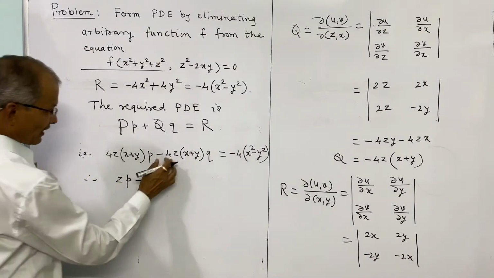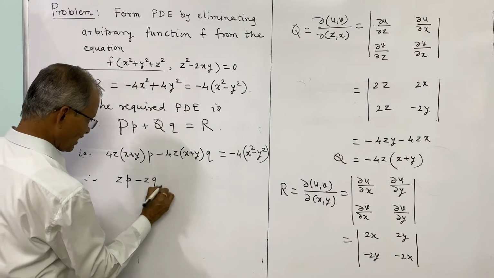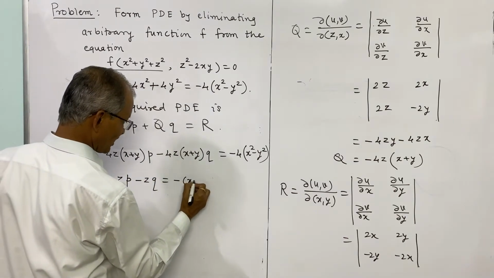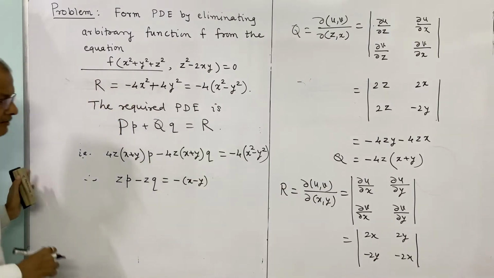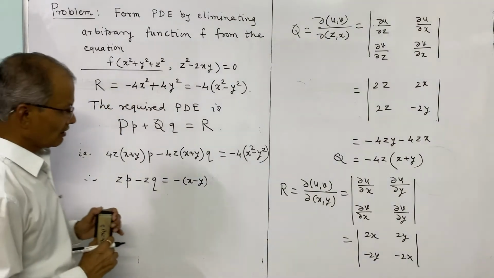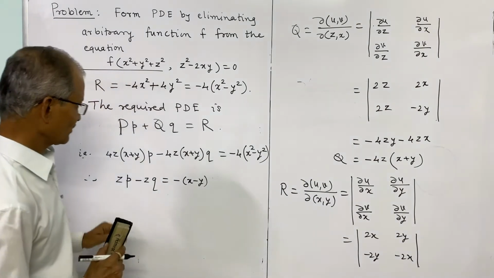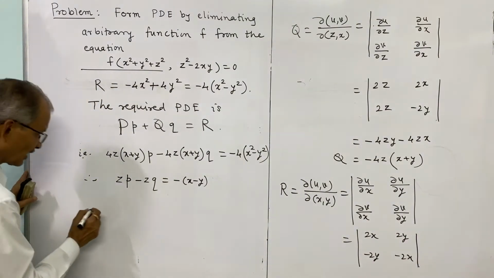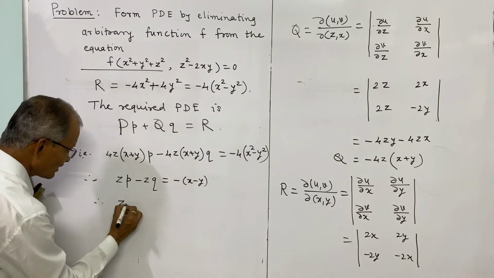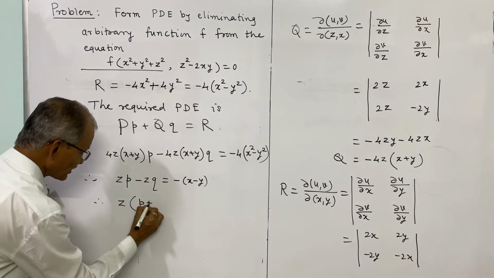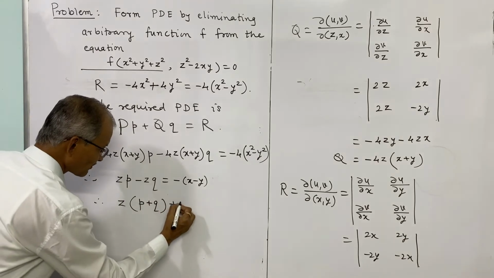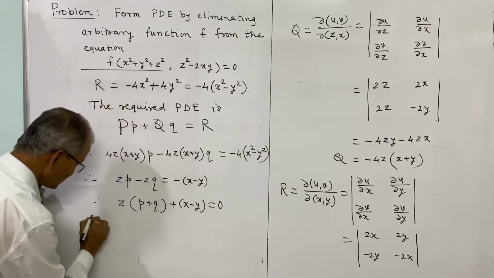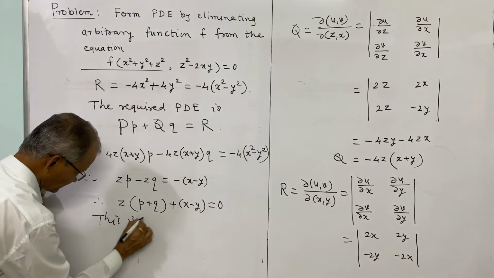So after simplifying and cancelling the factor 4 into x plus y, it remains z into small p minus z into small q is equal to minus x minus y will remain here, or that can also be written as z into p minus q plus x minus y is equal to 0. So this is the required PDE.